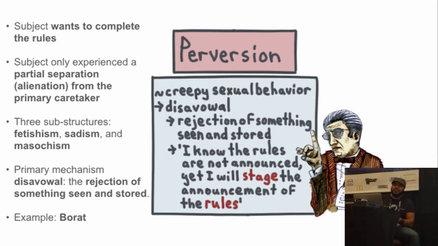Now, for perversion, it doesn't mean creepy sexual behavior, right? It means a pervert wants to complete the rules. The pervert only experiences partial separation, so the first portion of the prohibitions, just the alienation from the primary caretaker. And the three substructures of perversion are fetishism, sadism, and masochism. We'll be talking a lot about them today.